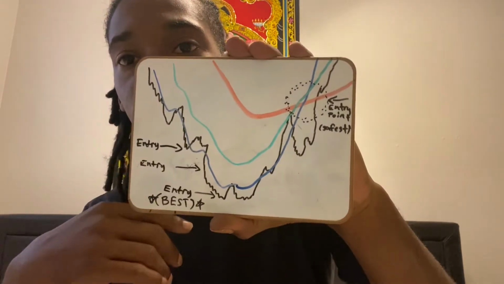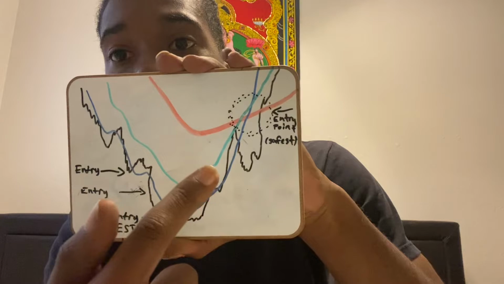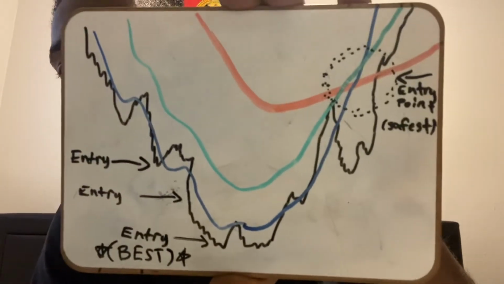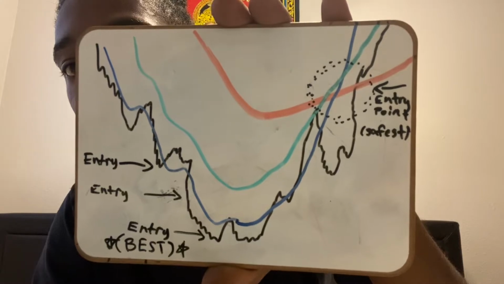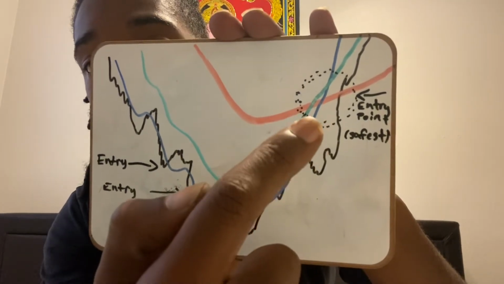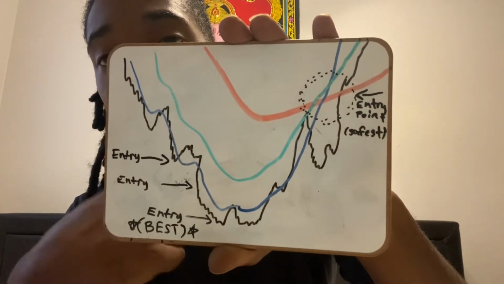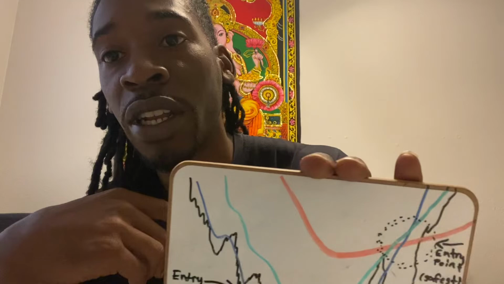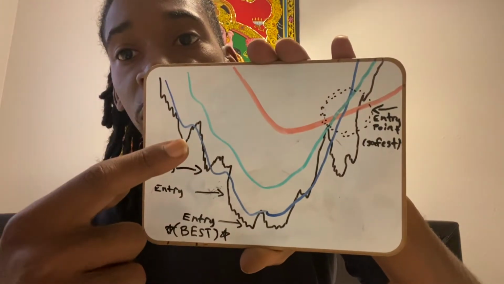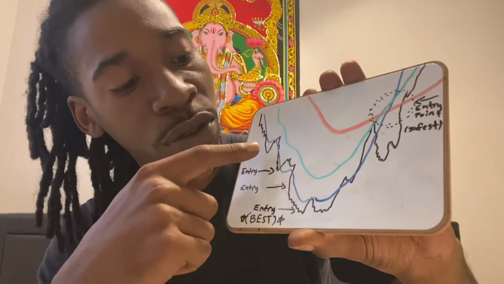So this is what it is. Right here is what we're looking for, when the green and the blue cross over the red. That's our safest entry point. That's how we know it's for sure going to go up right now. When the green and the blue cross over the red, that's when it's going to be a trend reversal. It's not going to be any false retracements like these, you know what I mean?